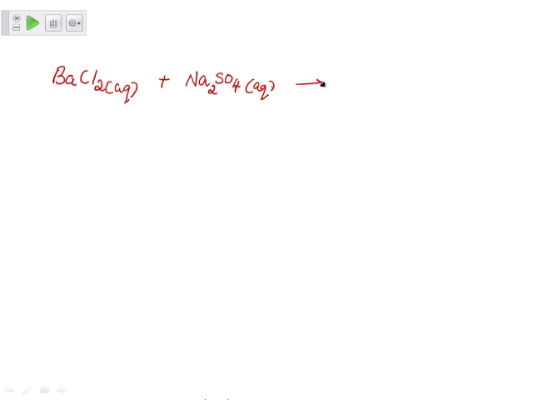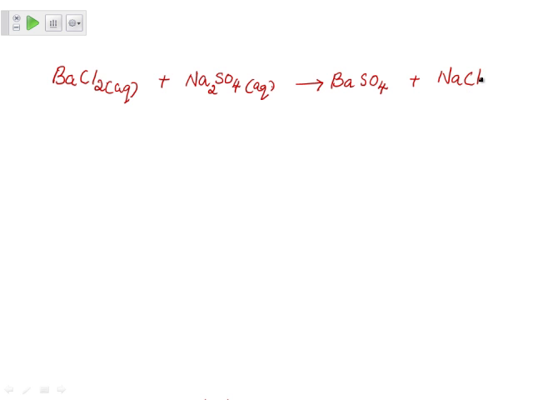Now let us try to write down the products. As I said, it is a double displacement reaction. One of the products is given to you in the question itself: barium sulfate. Otherwise also, even if you do the double displacement reaction, you will see barium sulfate is one of the products. What is the formula of barium sulfate? BaSO4. SO4 is 2 minus, barium is 2 plus, so I need only 1 each. BaSO4, and who else could be my product? NaCl, sodium chloride.